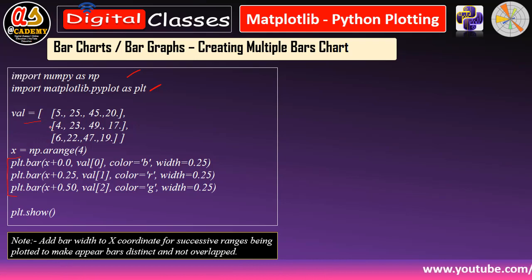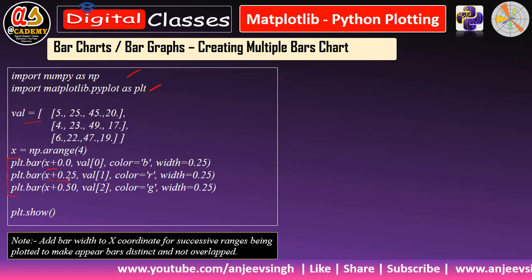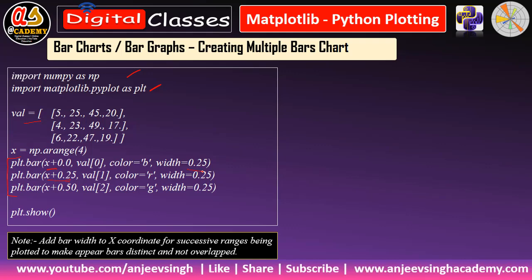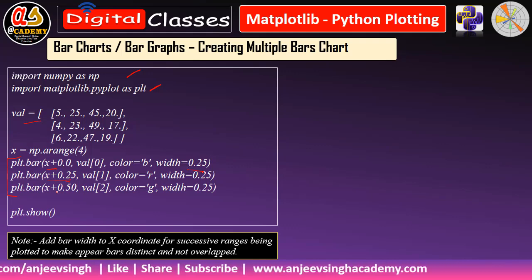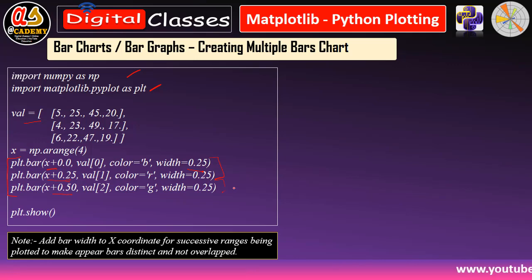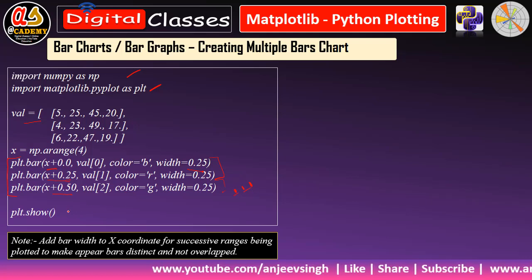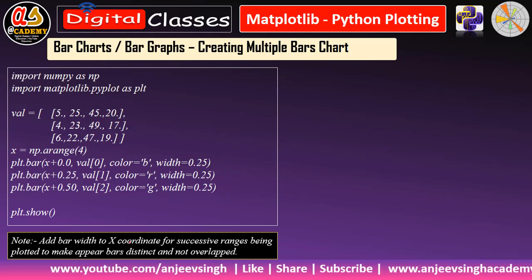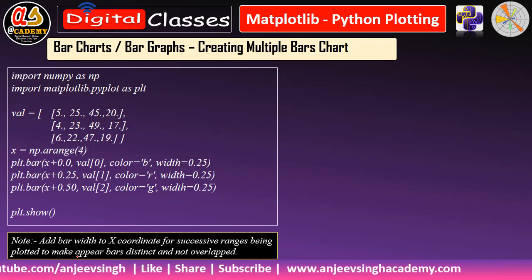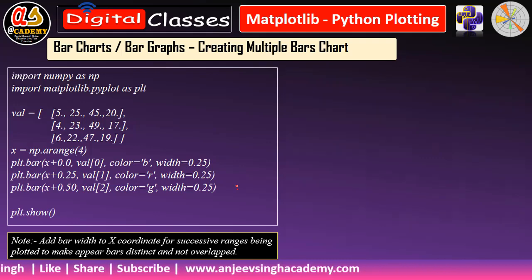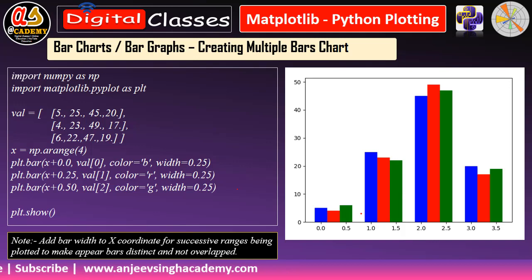Now look at this, there are 3 lists here. The first bar will be at x position 0, the second at x plus 0.25. Why 0.25? Because the width of the bar is 0.25. The third is at x plus 0.50. Why? Because two bars are already drawn, so I have to draw the third after them. The first is drawn here, the second starts drawing here, and the third starts drawing here, so they will not overlap each other. And then at last you have to call plot show. Add the bar width to the x coordinates for each successive range being plotted, to make the bars distinct and not overlapping. In this way you can create multiple bars.